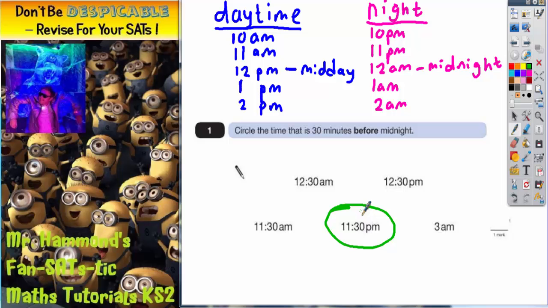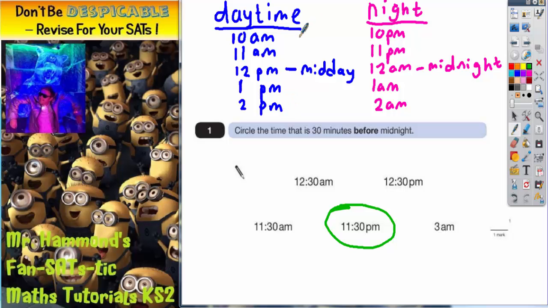I think it is worth saying at this point that some people actually do get confused. That obviously is the answer to that question. But some people get confused about midday and midnight and whether it's PM or AM and which one is which. So I've tried to put some notes up here to try and avoid that confusion.